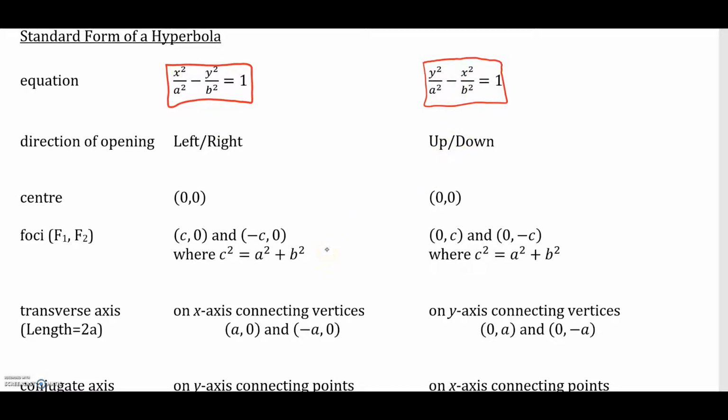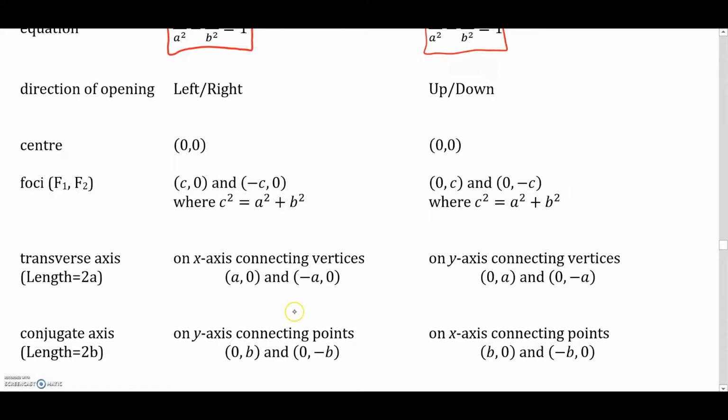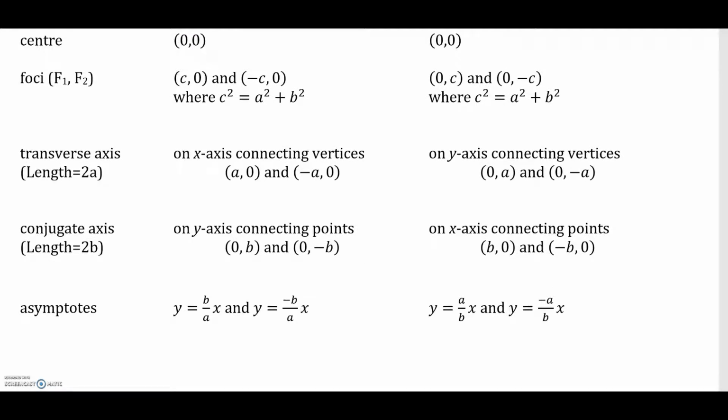The foci are identified. Note that the formula to calculate c is different than with the ellipse. It's a sum of the values squared. We can calculate the transverse axis and the conjugate axis in terms of a and b, as well as the vertices. Finally, we have two equations of a line that define the asymptotes of the hyperbola. Make sure you keep all of this information handy when you proceed with the practice problems so you can refer back to the key features of the hyperbola.